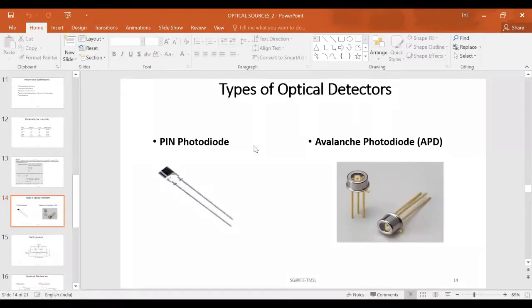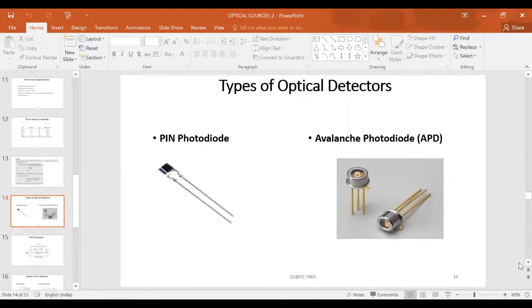So here are the types of optical detectors. Now, two detectors I have already told you. One is the pin photodiode, and another is the avalanche photodiode, or APD. There are two pictures for these two photodetectors, or optical detectors.